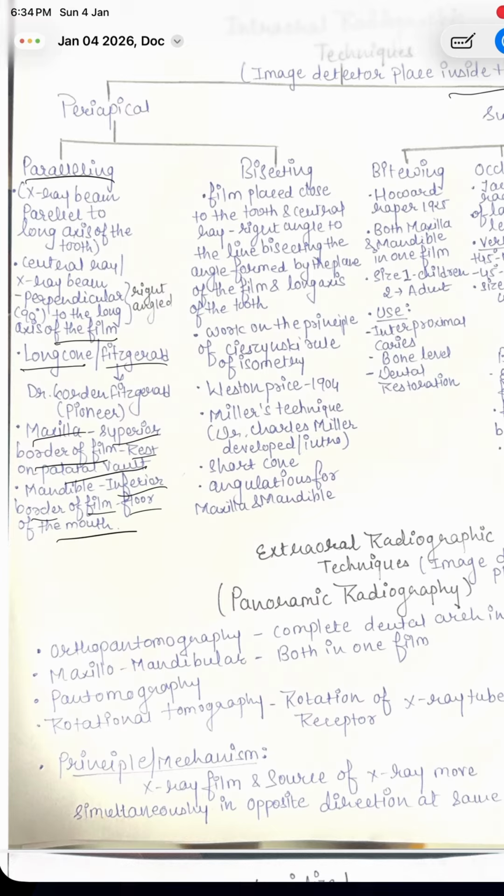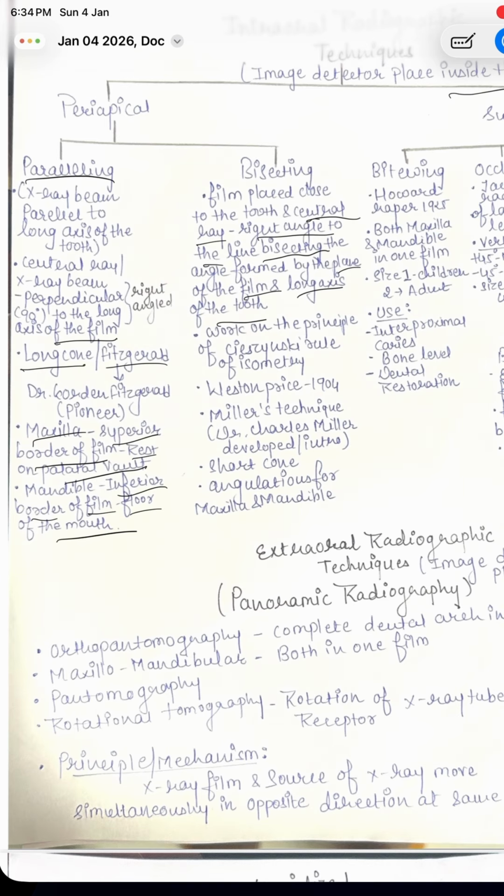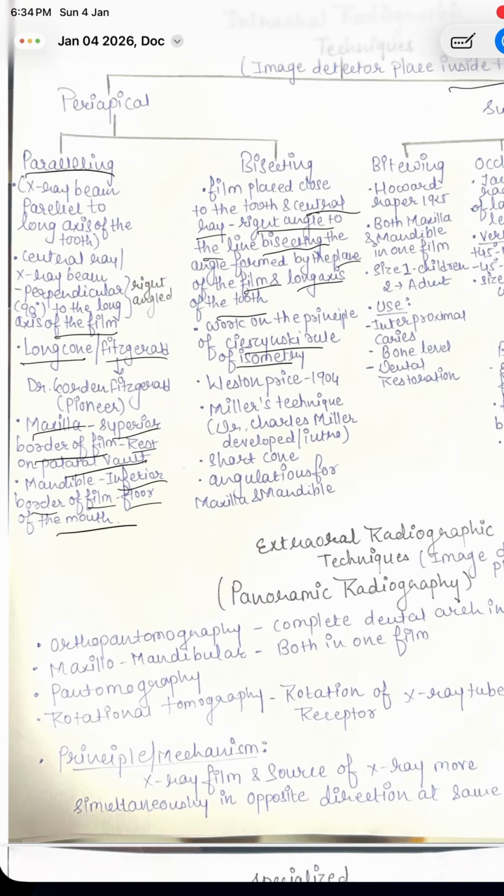In the bisecting technique, the film is placed close to the mouth and the central ray is at right angle to the line bisecting the angle formed by the plane of the film and the long axis of the tooth. It works on the Cieszynski rule of isometry. It was introduced by Weston Price in 1904. It is also known as Miller's technique because Dr. Charles Miller developed this technique.